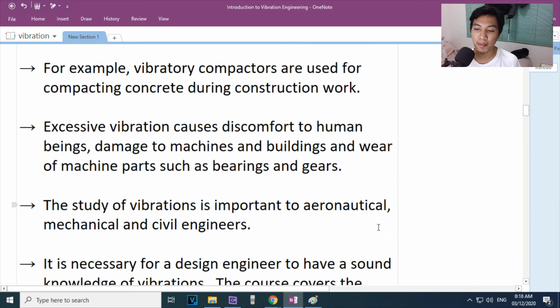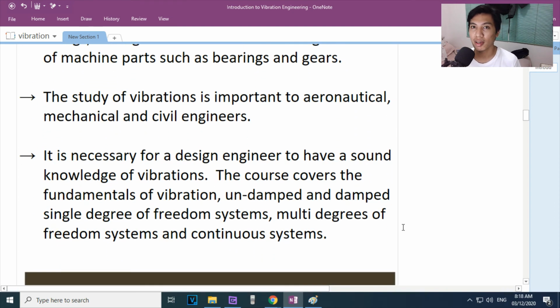Now, the study of vibration is important too. Number 1, sa ating mechanical. Number 2, sa aeronautical. And number 3, sa civil engineers. Sir, ano ba yung pinaka-disruptive na vibration? Meron, yung ginawa ni Mother Earth. Ano yun? Yung earthquake. Harmful yun sa civil engineers kasi, number 1, lahat ng structural integrity na ginawa ng civil engineer sa kanilang structure sa buildings, pwedeng masira yun kapag hindi maganda yung pagka-adapt mo dun sa system mo.